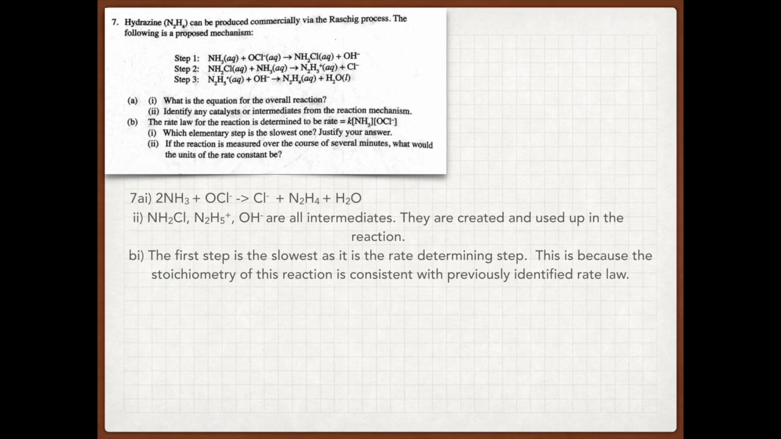For II, it says if the reaction is measured over the course of several minutes, what would the units of the constant be? Well, since it is second order overall, your units would be molar to the -1, and they told you it's over several minutes, so it would be minutes to the -1, and that's it.